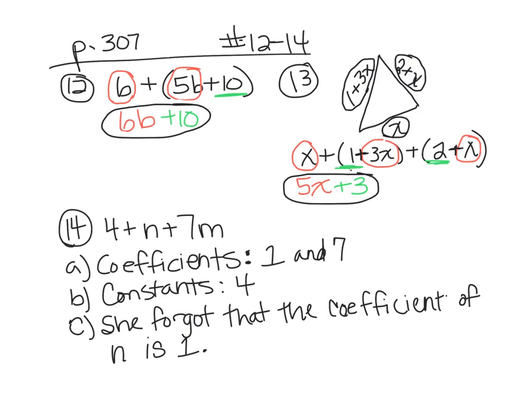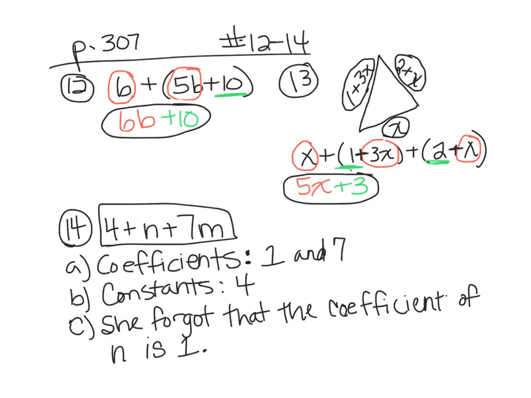In question 14, they gave you this expression here, 4 plus n plus 7m. And it says that Sarah identifies only the coefficient as 7 and the only constant as 4. And it asks you to identify all the coefficients and constants and then to determine her error.